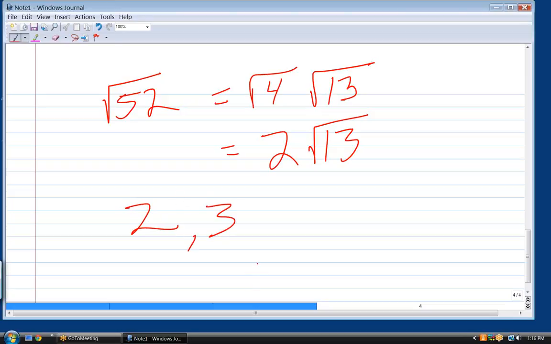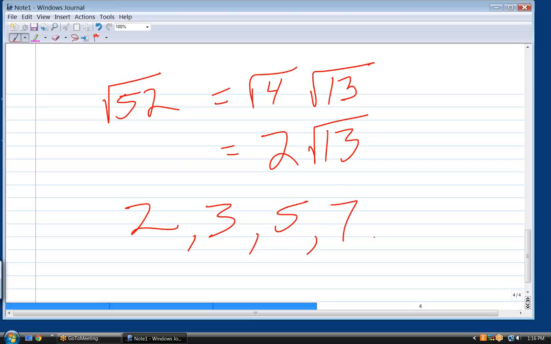3 is a prime number. 4 is not, because 4 can be divided by 2. 5 is a prime number. At this point, they're all odd, because any even number can be divided by 2. So there aren't going to be any more even prime numbers.